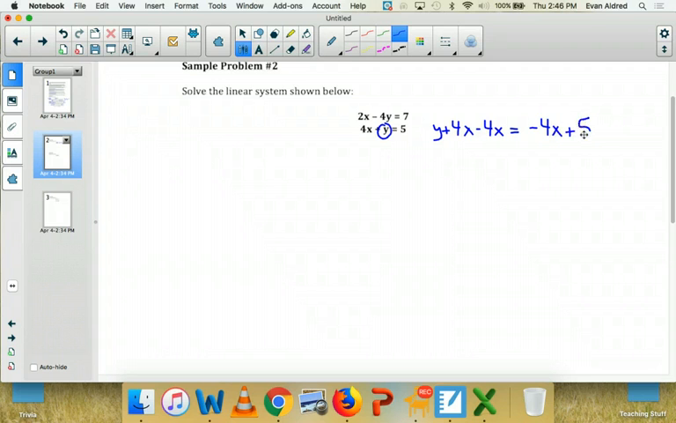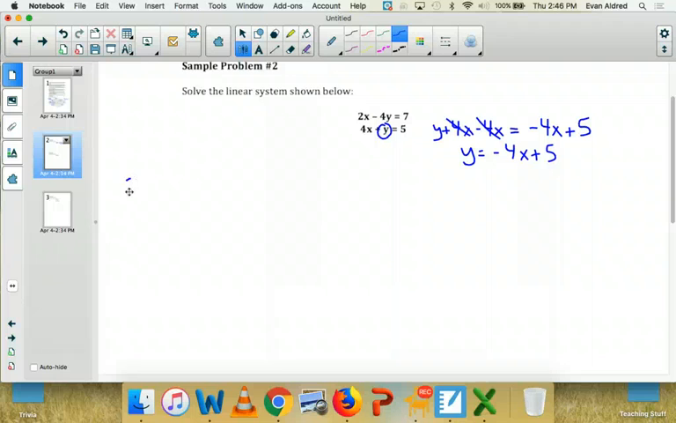So when we subtract 4x from both sides, it leaves us with y equals negative 4x plus 5. So we have isolated y. That's helpful because now where we see y in the second equation, we can plug in negative 4x plus 5.